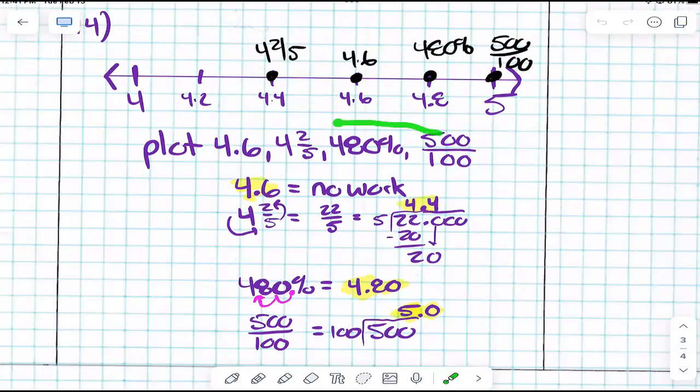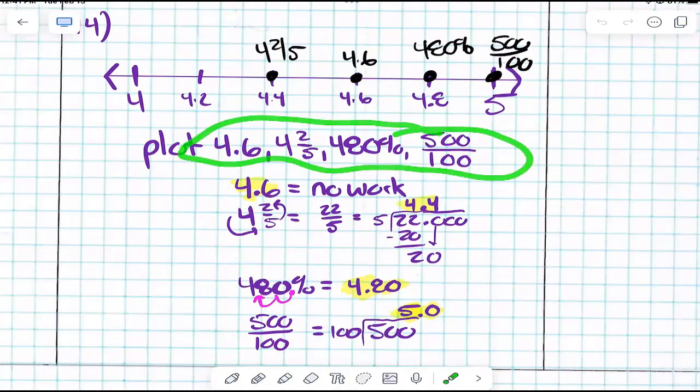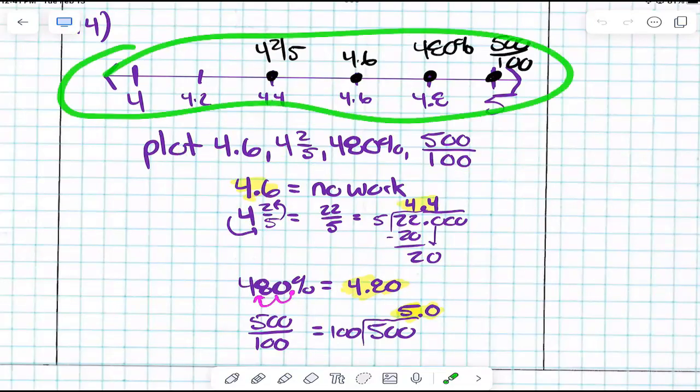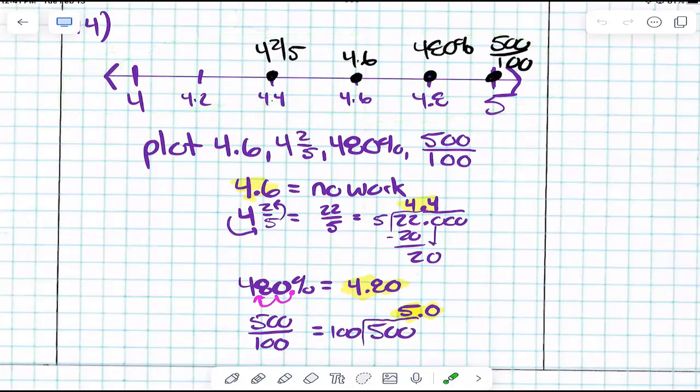This one right here, last one. So I gave you these four numbers. Again, decimal, mixed number, percent, improper fraction. Our number line was numbered by decimals again, yes? So the best thing to do if the number line is in decimal form, what should we change all of our numbers into? Can you change them all into decimals?